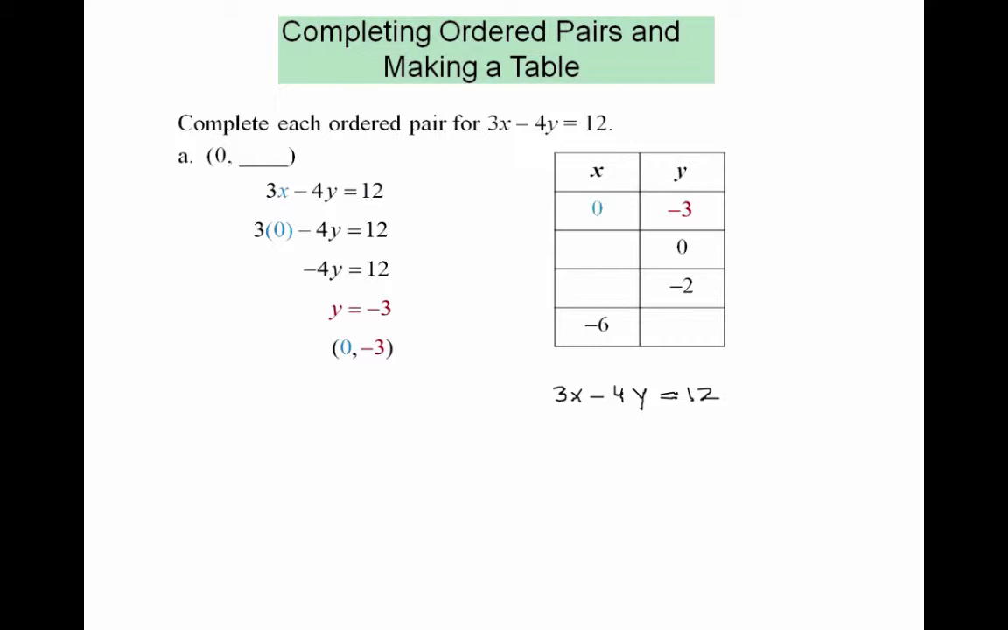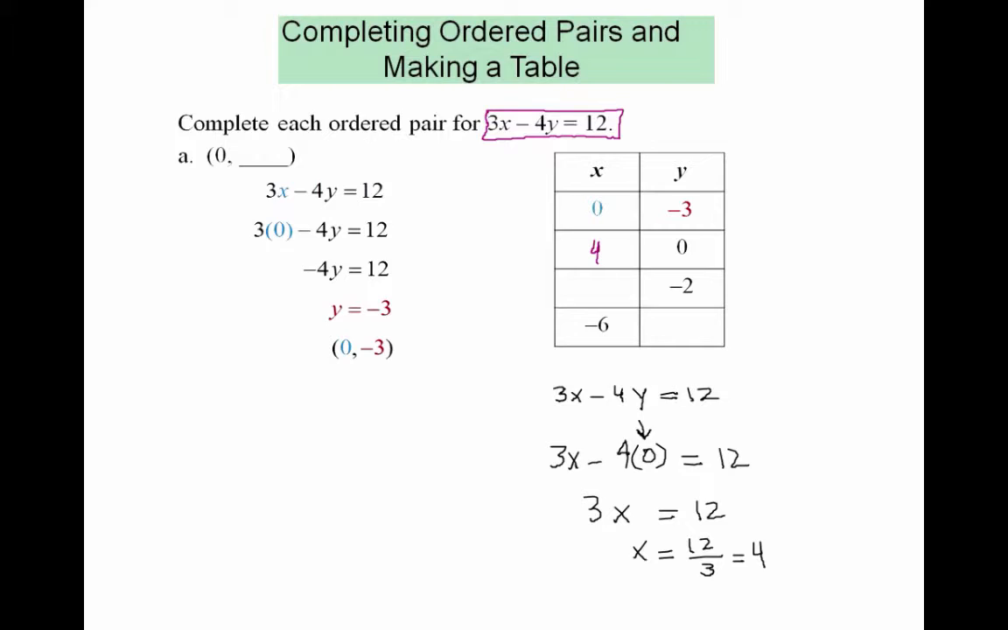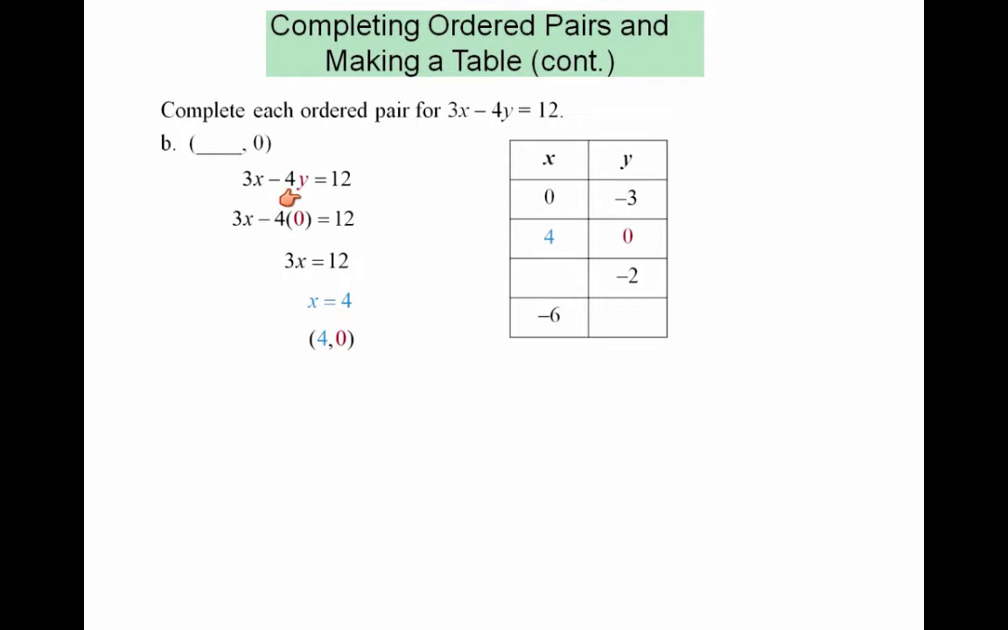If I substitute 0 for each y, this would be 0. So I would get 3x minus 0, or just 3x equal to 12. So what is x? 12 over 3 is equal to 4. So this number here must be equal to 4. This is another solution or point on this line. If I substitute 0 for each y, I can find my next point.